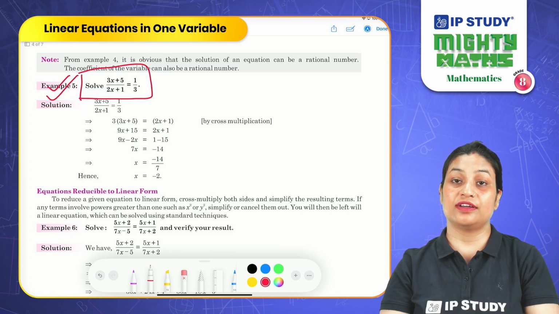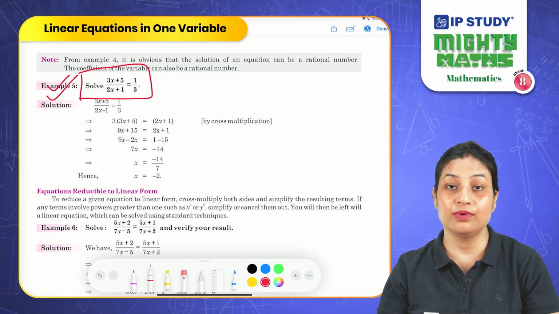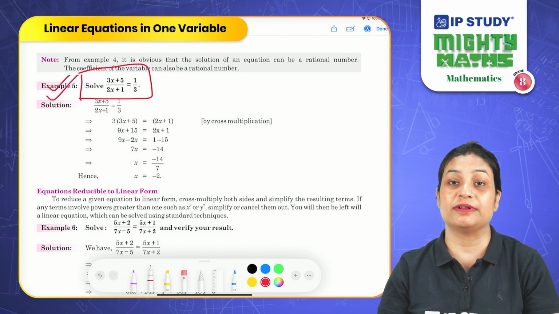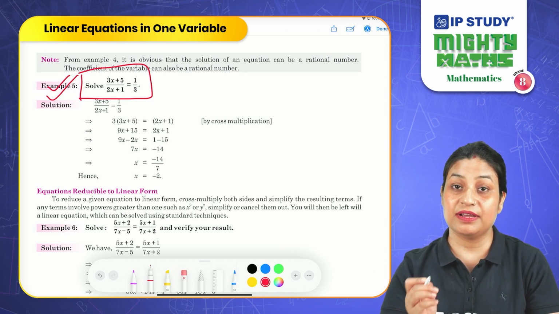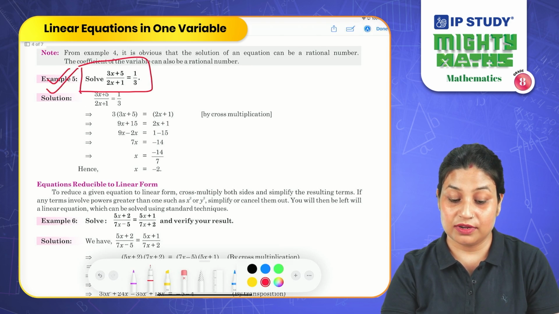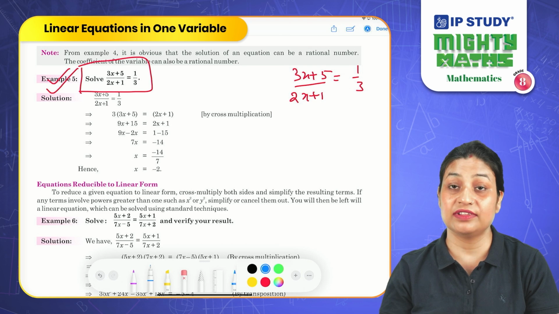So whenever you are going to solve these kind of equation, what you have to do? You have to use cross multiplication method in order to solve this equation, right? So let me apply cross multiplication over here in this example. So 3x plus 5 divided by 2x plus 1 is equals to 1 by 3. This is something we have in this equation.